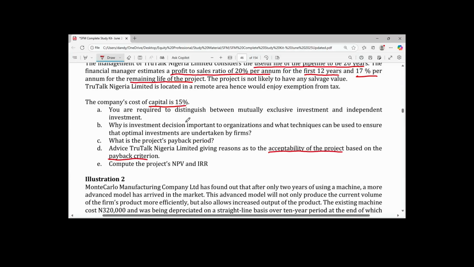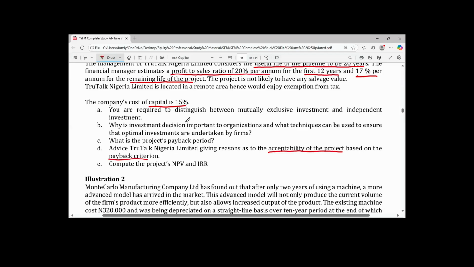Now, the first requirement says you should distinguish between mutually exclusive investment and independent investment. When I was explaining the concept, I mentioned this to you. I could remember when we finished discussing the NPV under the decision rule, I told you to note independent projects against mutually exclusive projects. It's the same thing the examiner is asking you here. So what are you supposed to say?